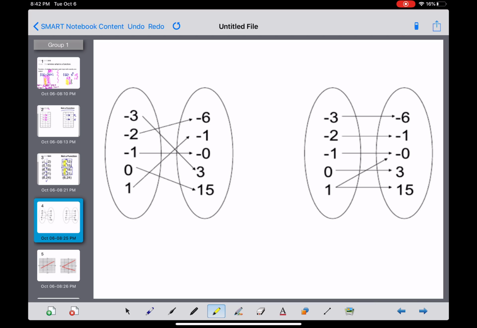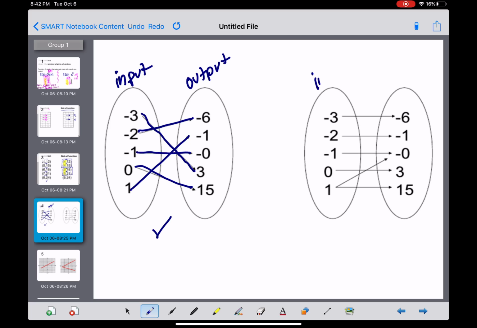Our next diagram, we're looking to see if x repeats. So this is my input or my x values on the left, and on my right is my output or my y values. So -3 is paired up with 1 output. -2 has 1 output. -1 has 1 output. 0 has 1 output. 1 has 1 output. So this is considered a function.